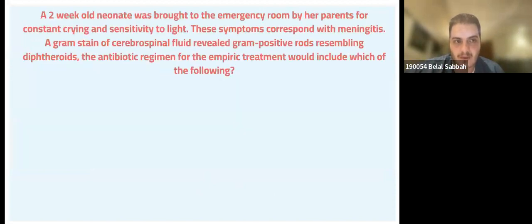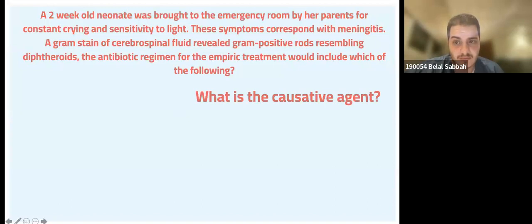All right, let's go. A 2-week-old neonate was brought to the emergency room by her parents for constant crying and sensitivity to light. These symptoms correspond with meningitis. A gram stain of cerebrospinal fluid revealed gram-positive rods resembling diphtheroids. The antibiotic regimen for the empiric treatment would include which of the following, and what is the causative agent?